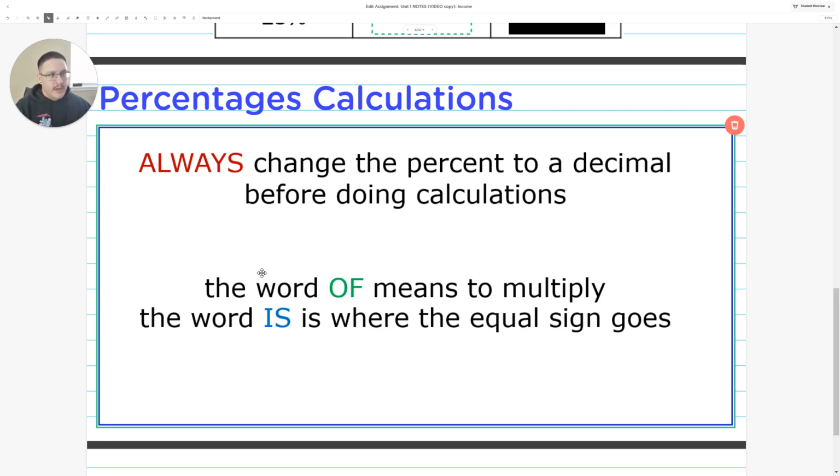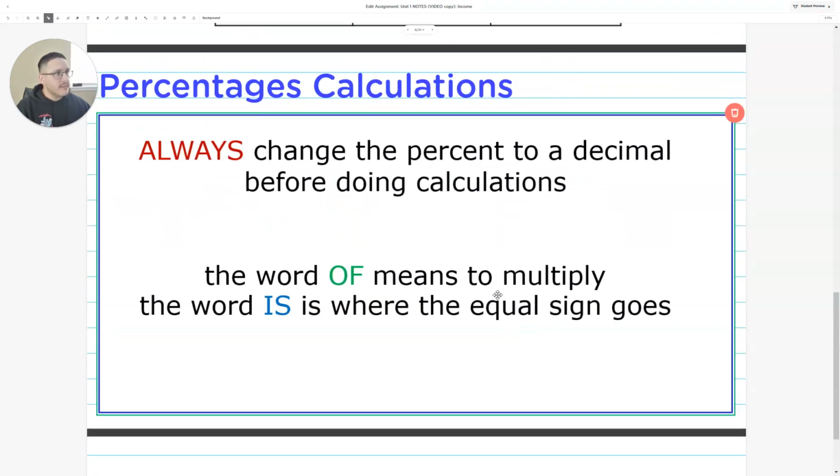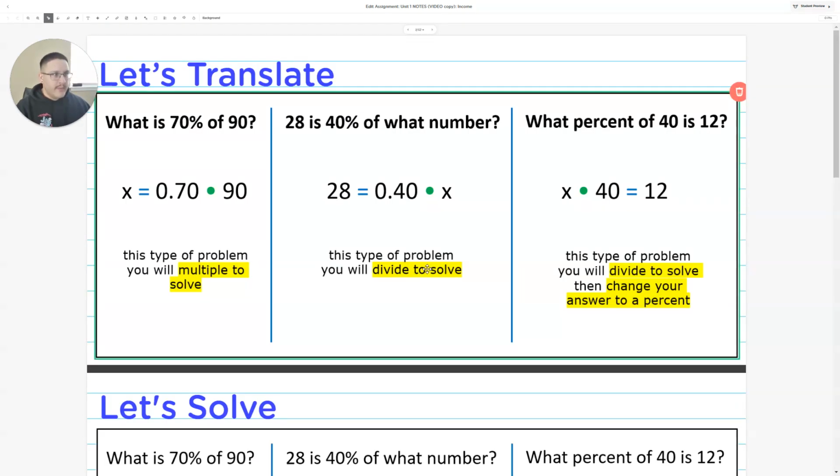More things about how to apply these symbols. We're fixing to do word problems, so this is why we're talking about this. The word "of" typically means to multiply. The word "is" is where the equal sign goes. So let's look at some examples here.